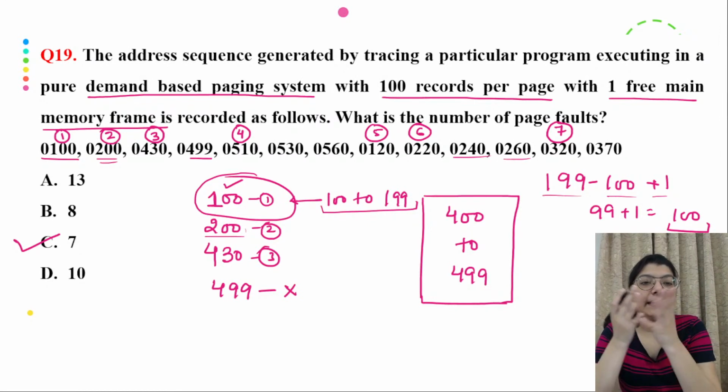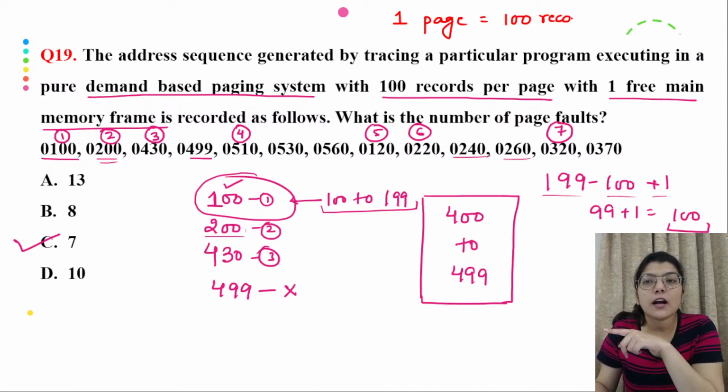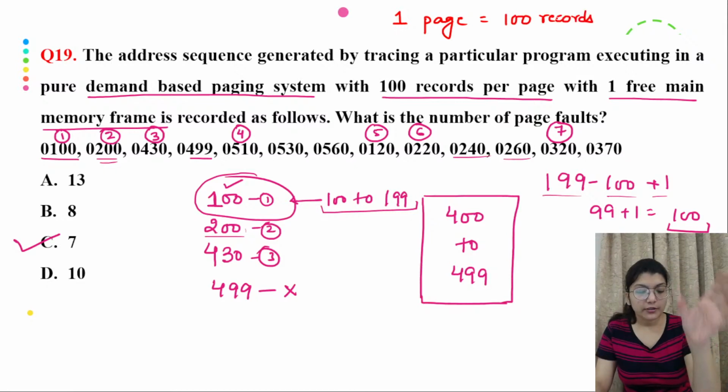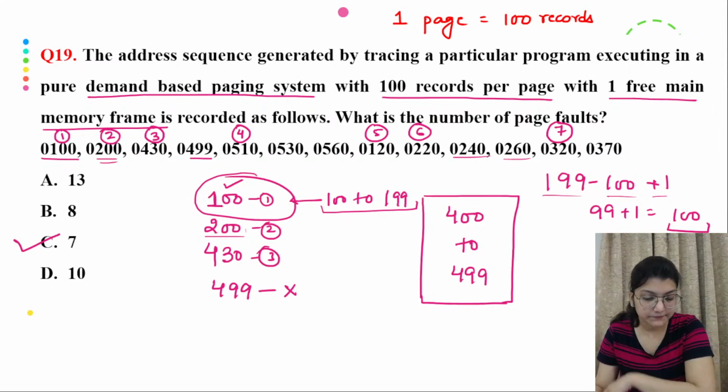Now they are saying that in the demand based paging system you are having 100 records per page. Meaning, in one page how many records do you have? One page contains 100 records. So if you are calling one page, you will bring 100 records with you.